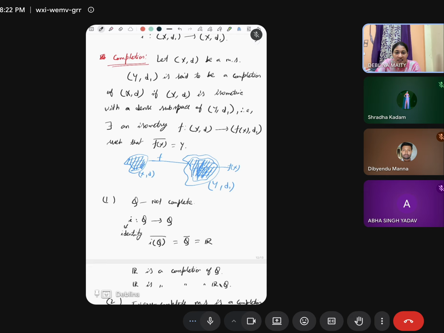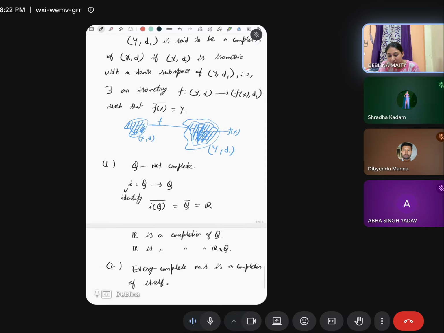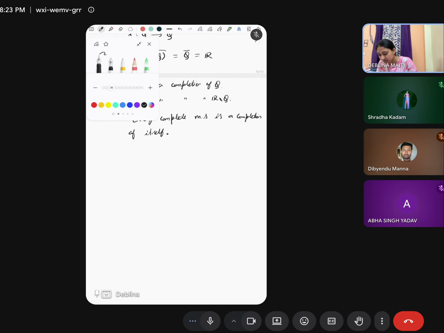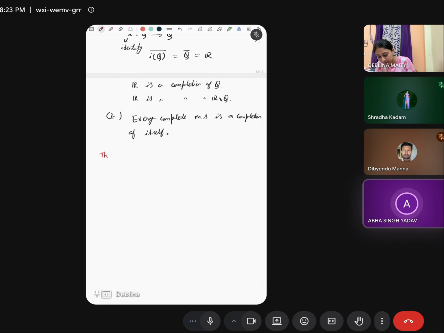So is it clear now? Yes, ma'am. Okay. And if the metric space is complete, then the completion is itself. So a theorem says that every metric space has a completion and any two completions are isometric. I am not going into the proof, but I am writing the theorem. Ma'am, is this concept true for irrational numbers also?